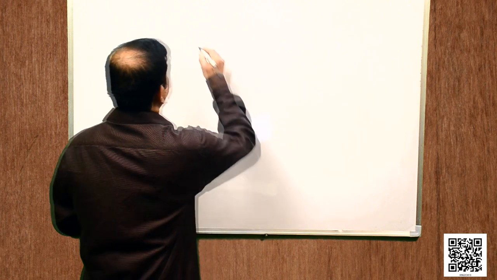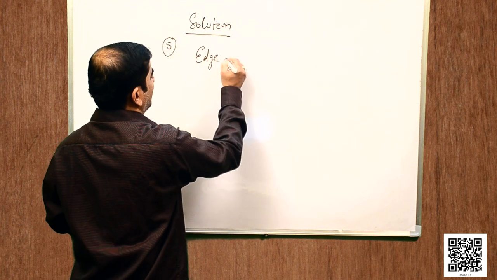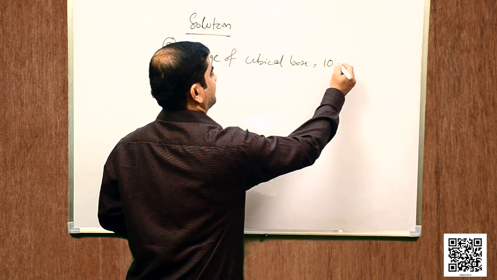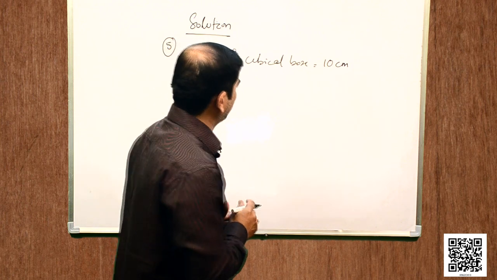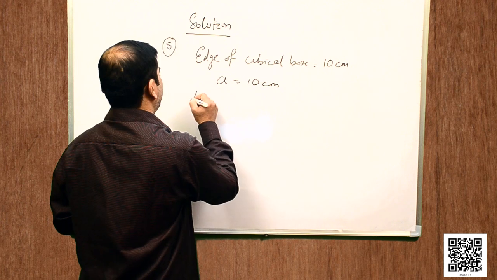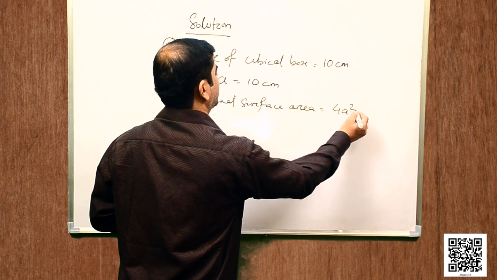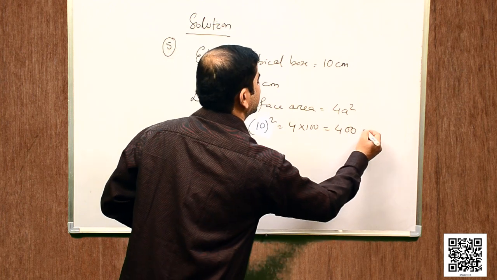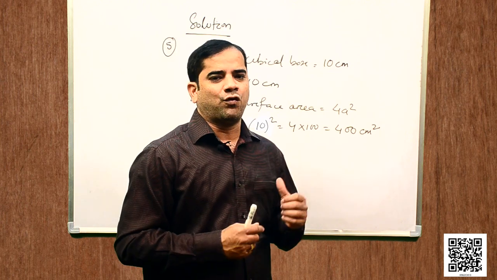Okay. So, students, given the edge of the cubical box is equal to 10 centimeter. So, lateral surface area of the cubical box, as we have already discussed, is 4a square. So, a is equal to 10 centimeter and lateral surface area is equal to 4a square, that is equal to 4 into 10 square, 4 into 100 or 400 centimeter square. So, the lateral surface area of the cubical box is 400 centimeter square.